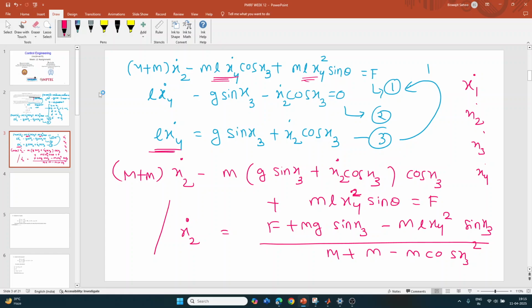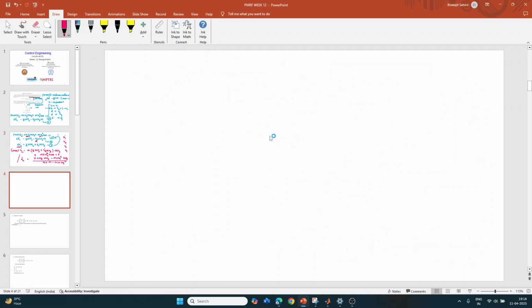Okay, similarly what you need to do, you go to equation number 1 again, and you try to eliminate this x4 dot, because in the first case we eliminated x2 dot. Then in the second case you have to find out x4 dot. If you find out x4 dot in terms of x1, x2, then from the second equation in place of this lx4 dot you have to find out x2 dot in terms of other parameters. Then what you need to do, I'm writing the next slide.